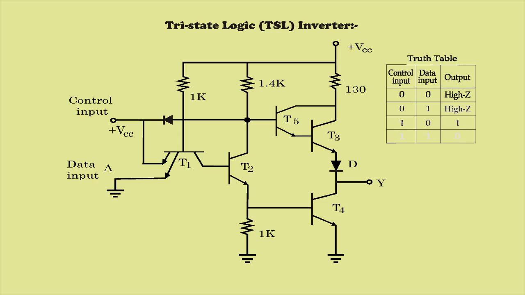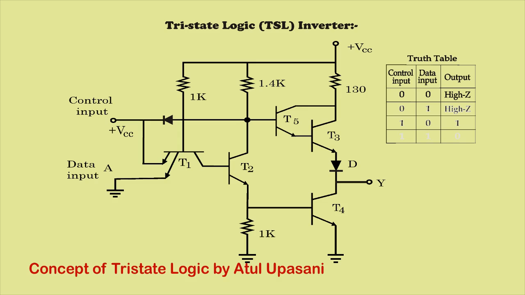If T5 is conducting, there will be current conduction from the collector to the emitter through transistor T5. So the emitter is also getting some voltage, and this voltage is probably high enough to turn on transistor T3. So T5 is on, T3 will be on because the base of transistor T3 is getting high voltage. So here you can see transistor T1 is on, T2 is off, T5 is on, and T3 is also on.